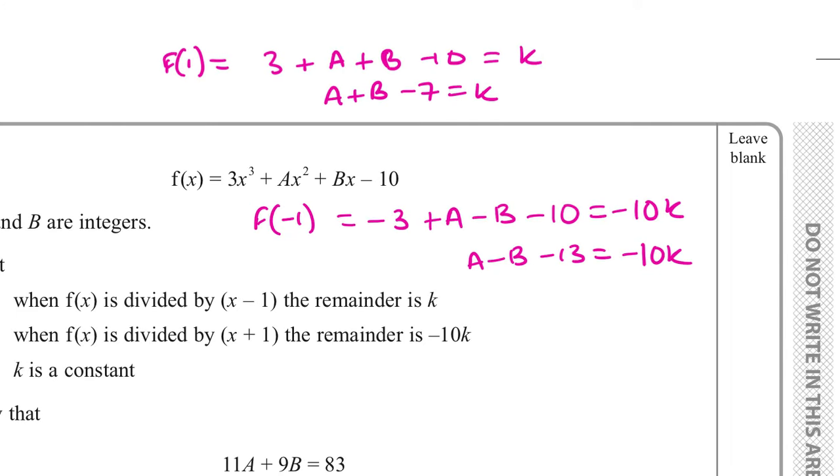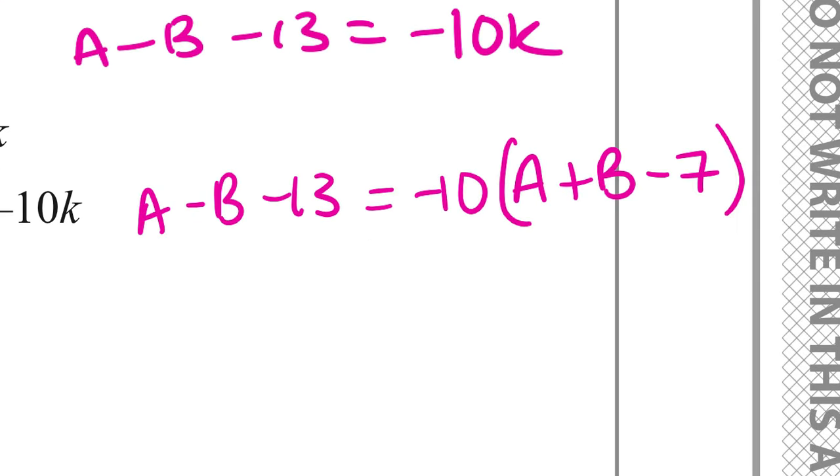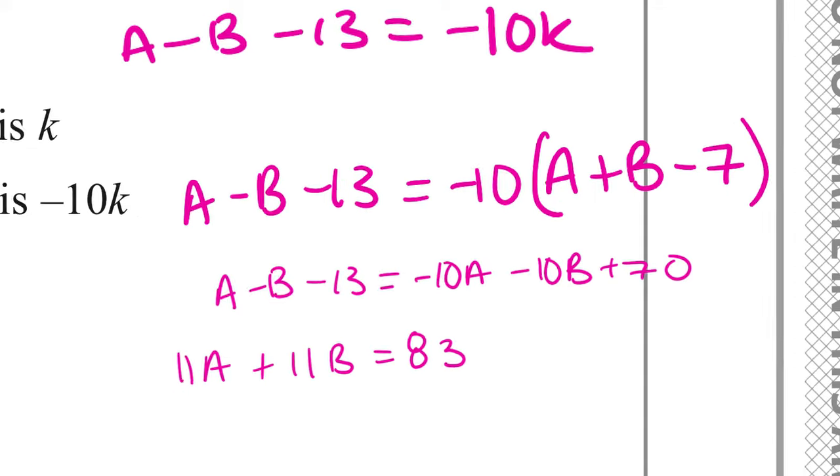So I've got simultaneous equations. How do I get rid of k? Yeah, I'm going to substitute in. So I'm going to have a plus b minus 7 is now k. I'm going to substitute this here. So now this becomes minus 10 lots of a plus b minus 7. So a minus b minus 13 equals minus 10a minus 10b plus 70. So I'm going to have 11a plus 9b equals 83.